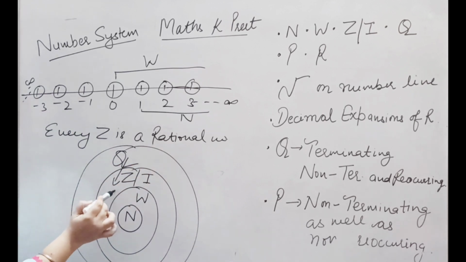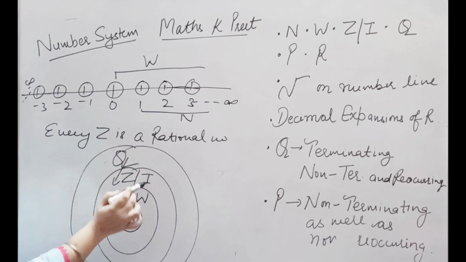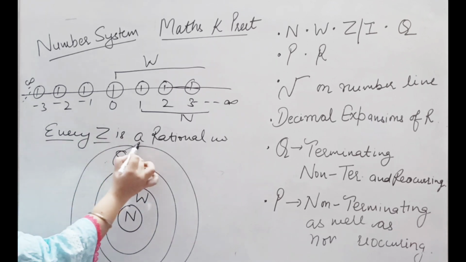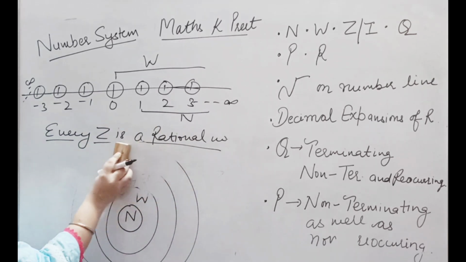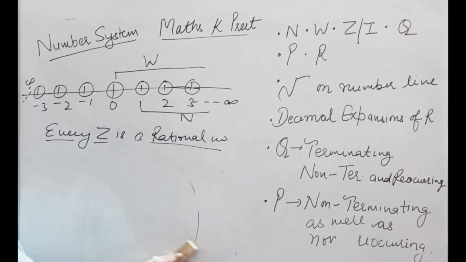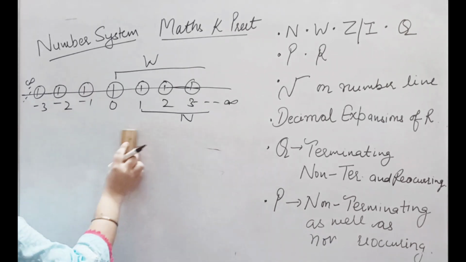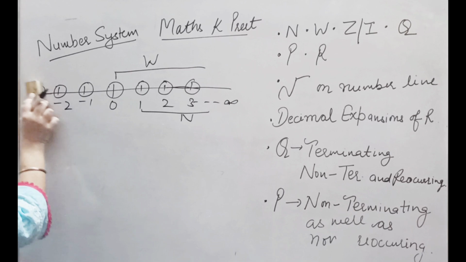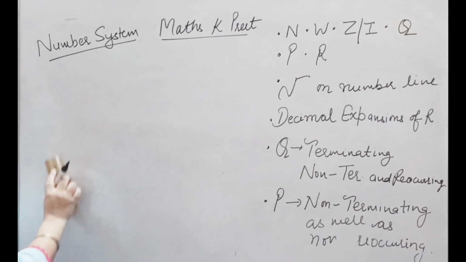So every integer is a rational number, but every rational may or may not be an integer. Every integer is a rational, but converse may or may not true, that every rational may or may not be an integer. So these were the numbers. Next are the irrational numbers. So what are irrational numbers?